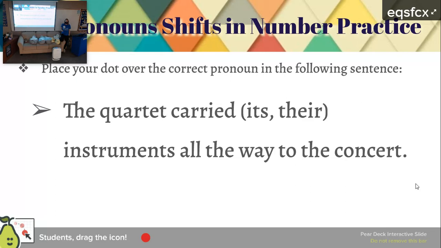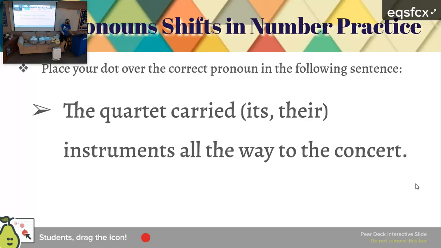Are they all working together to carry the instruments on like one platform and everybody's holding a corner? Or do you think they're all coming from their separate houses and carrying their own instruments to the concert? What do you think is probably happening here? Marcus? Probably their own instruments separately. So Marcus, I'm going to continue to pick on you. If they're working separately, is it singular or is it plural?